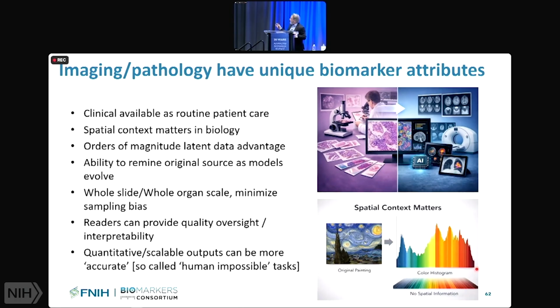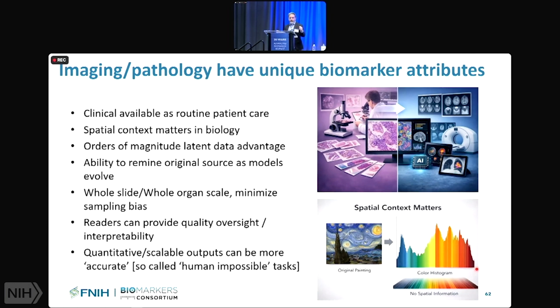Whole slide, whole organ scale minimizes sampling bias. It does not eliminate sampling bias, but in today's world where radiologists or pathologists are sampling where on a slide or where on an image to do their analysis, we can circumvent that by looking at the entirety of a whole slide or whole image. Readers themselves provide quality oversight and interpretability.